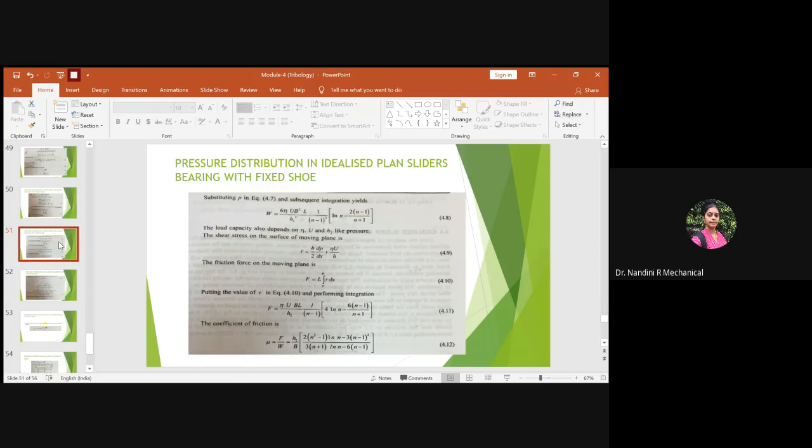Then later, they can ask you to determine the shear stress. You should specifically know the equation for shear stress, and you should know the equation for frictional force, because they can ask even frictional force. After all this, you have one more component which could be asked, that is nothing but the coefficient of friction. So if they ask you the coefficient of friction, you should be able to find this out.